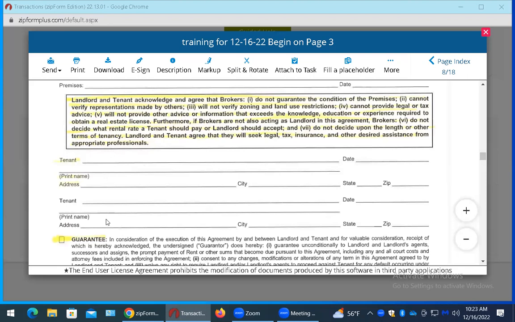So the tenant's going to sign the lease here. The tenant always signs first.